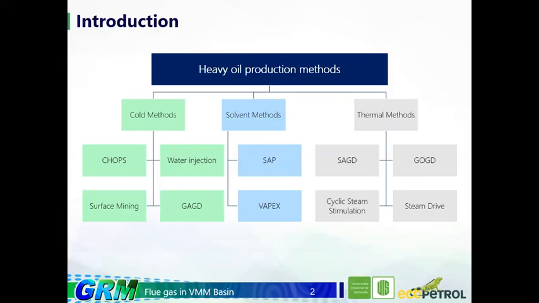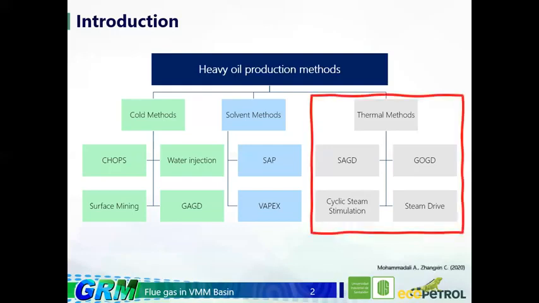helping to change the heavy oil properties for a better extraction or production of it. Among these three methods, the thermal methods are the most commonly used in the oil and gas industry, and the most used are the steam injection processes.